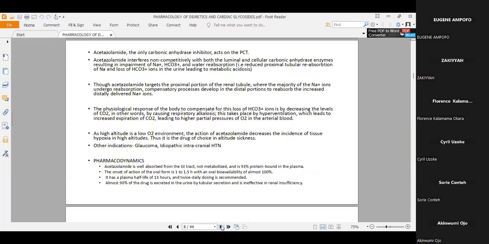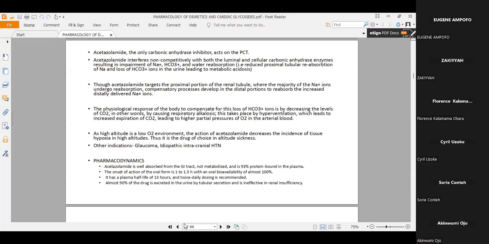So the mechanism of action of carbonic anhydrase inhibitor is that it interferes non-competitively with both the luminal and the cellular carbonic anhydrase enzymes, and this results in impairment in sodium, bicarbonate, and water reabsorption. Although acetazolamide is the only medication in this group, it targets the proximal portion of the renal tubule where the majority of the sodium ions undergo reabsorption. Compensatory processes also develop in the distal portions to reabsorb the increased distally delivered sodium ions.